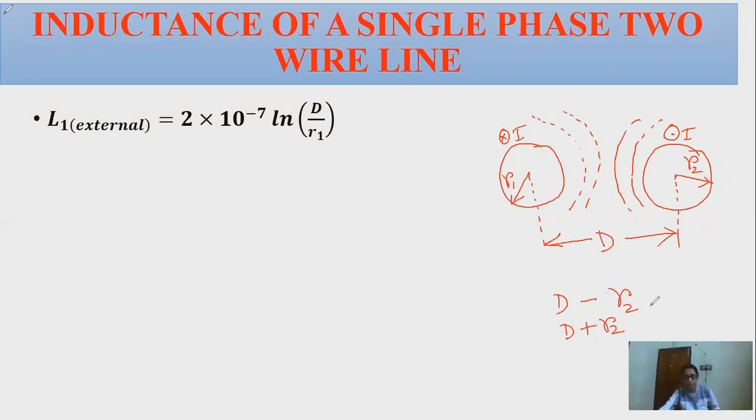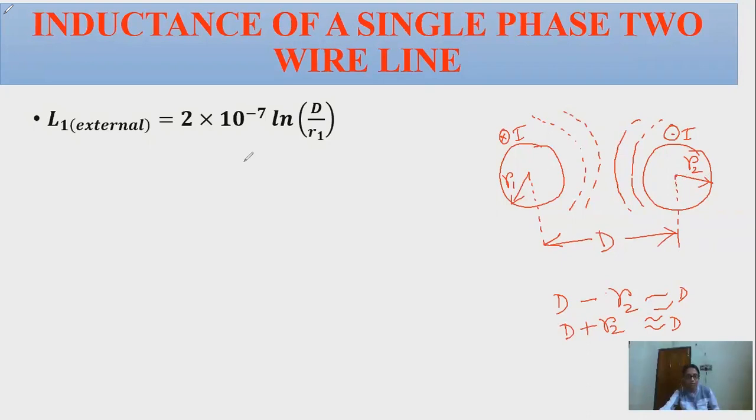And here we can take that if D is much greater compared to the radius R1 or R2, then D minus R2 can be approximated as D. Here also D plus R2 can be approximated as D. That means the flux produced by the current flowing through this conductor at a distance in between D minus R2 to D plus R2 will link with the current from 0 to I. So for simplicity, we can assume that beyond the center of the conductor, the flux produced by the current flowing through this conductor will link with zero current.